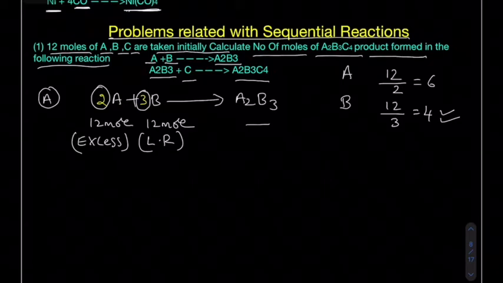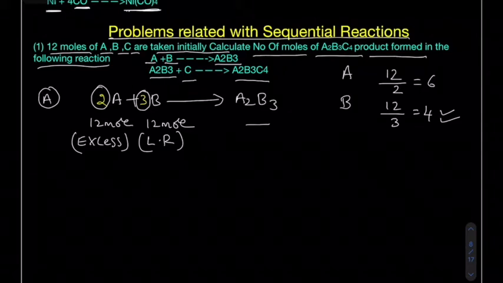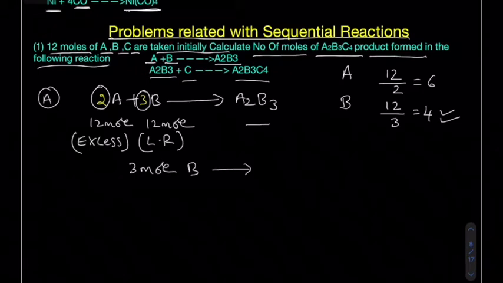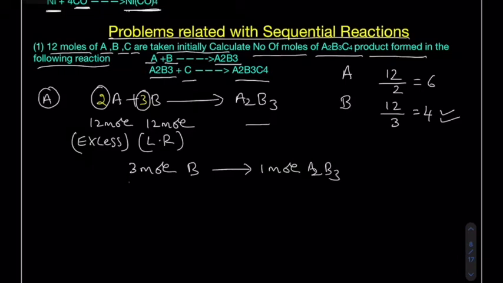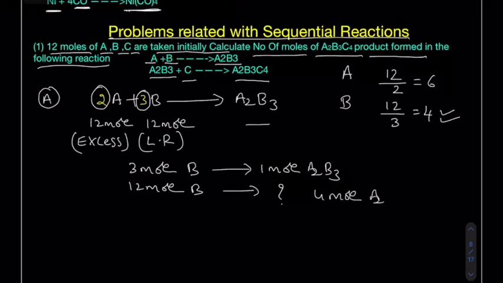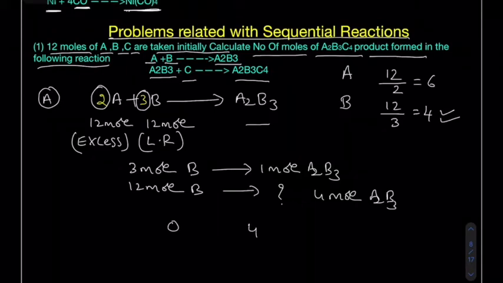Now here, 3 moles of B give 1 mole of A2B3. Yes. Now 12 moles of B will give how many moles of A2B3? That is 4 moles of A2B3. So here B is completely consumed. Now what about the number of moles of product formed? 4 moles of A2B3 will be formed.